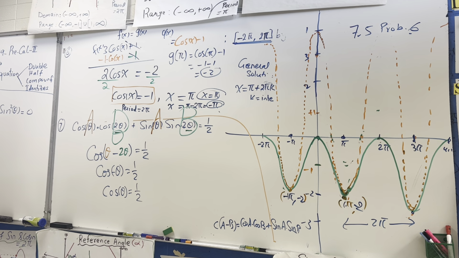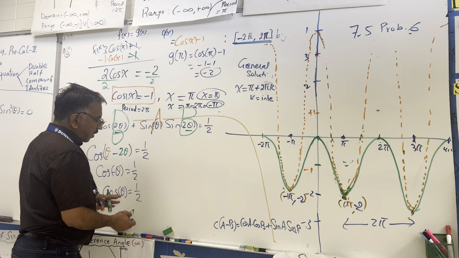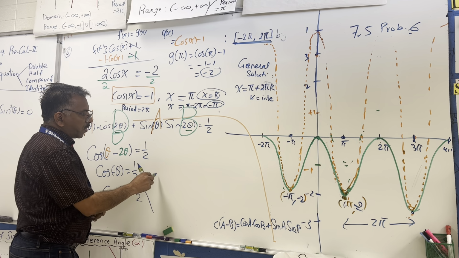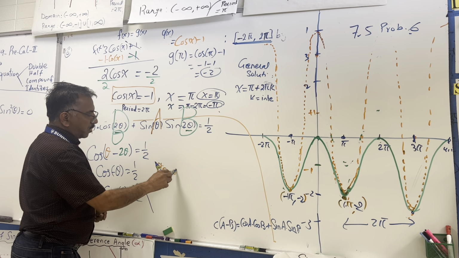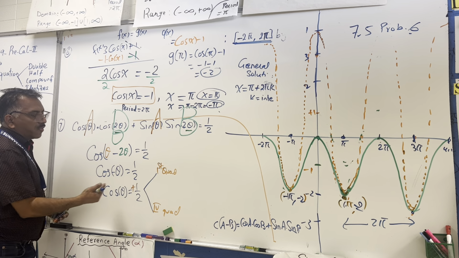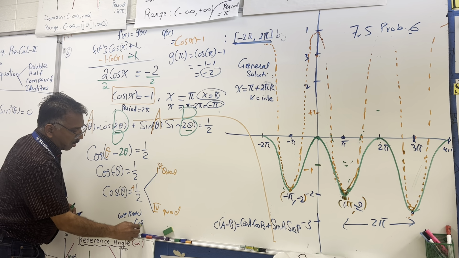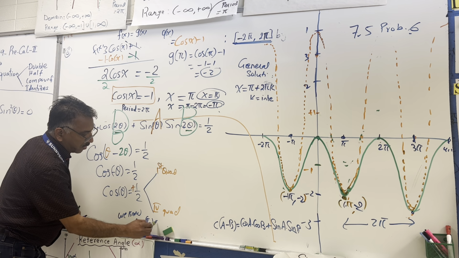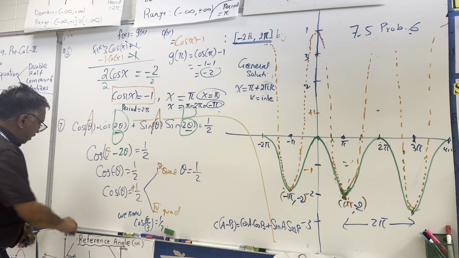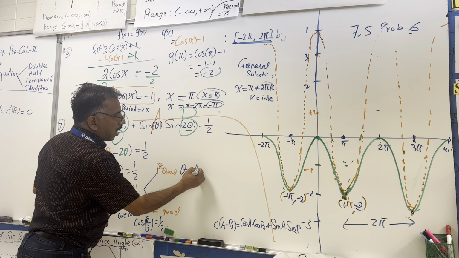Then again, the question is that you need to find the answer from 0 to 2 pi. So where is cosine 1/2? It is positive, and cosine is positive in the first quadrant and also in the fourth quadrant, correct? But cosine of what angle is 1/2? We know cosine of pi by 3 is 1/2. So one of the answers is theta equals pi by 3.